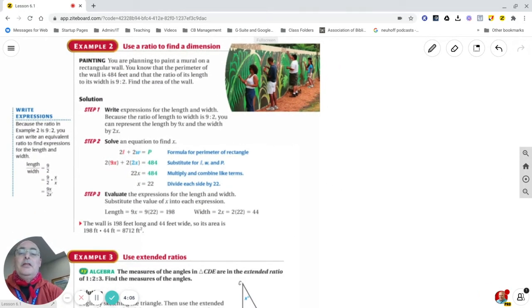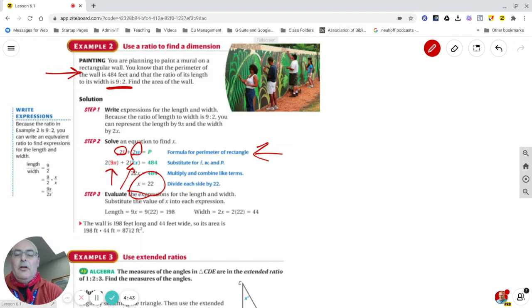The way we can apply this in a problem is we have a situation where we know the perimeter, in this case of a wall. The perimeter is how far it takes to get all the way around this rectangular wall. But what we know about the length and the width is a ratio of length to width. Well, the first thing we do is identify our formula for finding the perimeter. And now we know that it's 2 times length, 2 times width. In this case, the length is a ratio of 9x to 2x, 9 to 2.